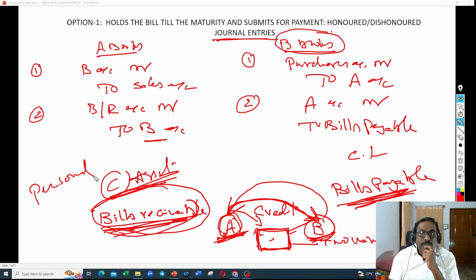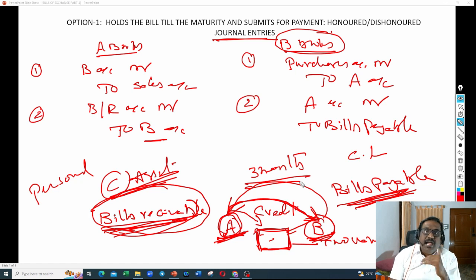Now, the bill is with whom? The bill is with A. What will A do? A went to B on the due date. Let us say this bill is written for 3 months. After 3 months, what will A do? A will go to B and ask for the payment. He will give this bill to him and ask for the payment. Let us assume that B paid that amount to A. First case, B paid that amount to A.